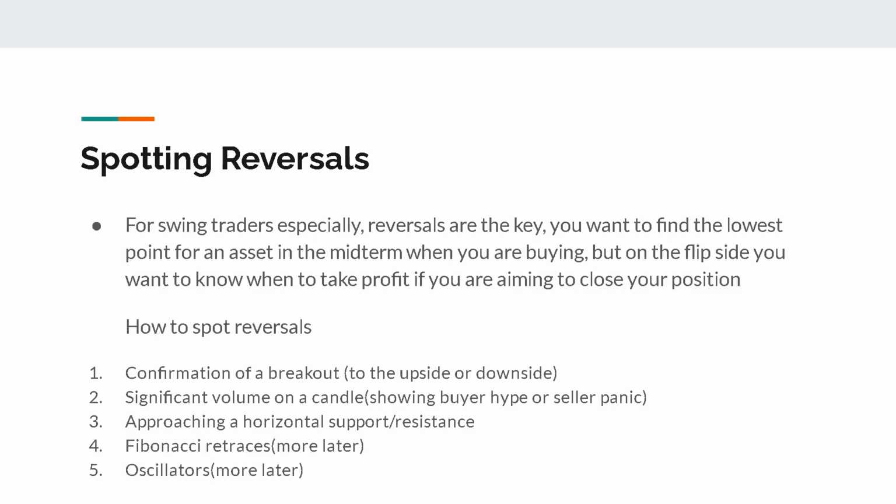A confirmation of a breakout to the upside or downside. Remember, a breakout can be a positive or a bad thing. If you are exiting a range to the upside, it's a good thing, and vice versa. Significant volume on candles or one time period shows that at an instant, a lot of traders were willing to buy or sell that asset, which is known as buyer hype or seller panic. Another way to spot a reversal is if you're approaching a horizontal support or resistance, which pretty much means either an area you keep on failing to break, which is a resistance, or an area which you keep on bouncing off of, which is a support.